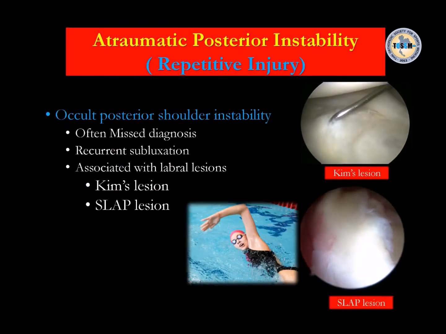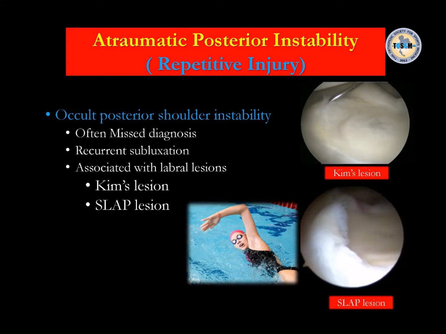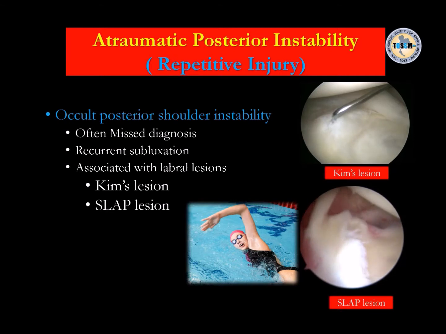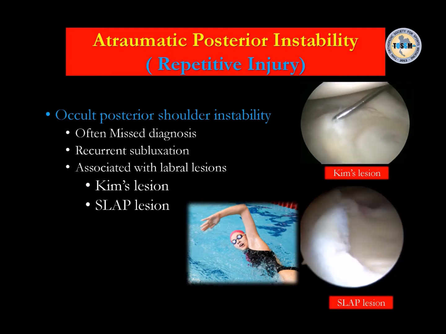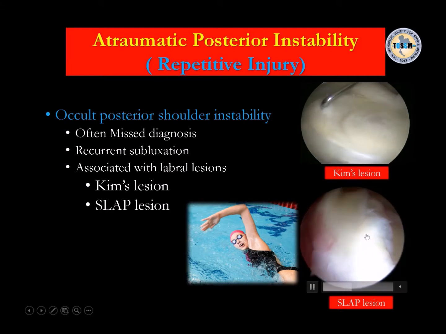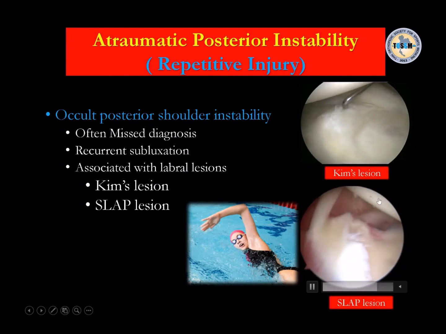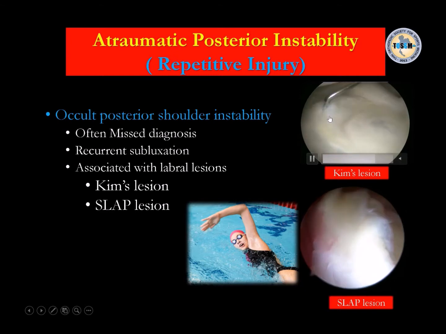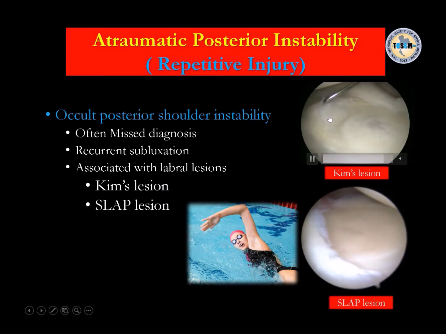So the repetitive injury, like the occult instability, the patient may come with ligament subluxation, not an obvious dislocation. They may have a SLAP lesion combined with a posterior labral tear. Sometimes they may have an occult labral crack or Kim's lesion. Okay, this is a repetitive injury.